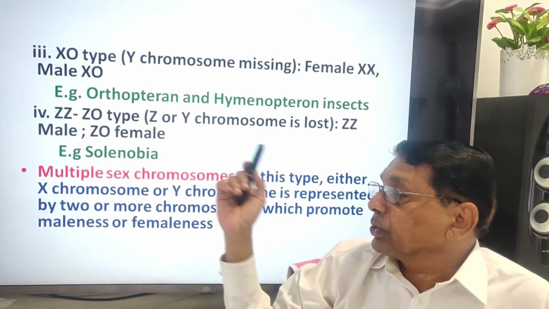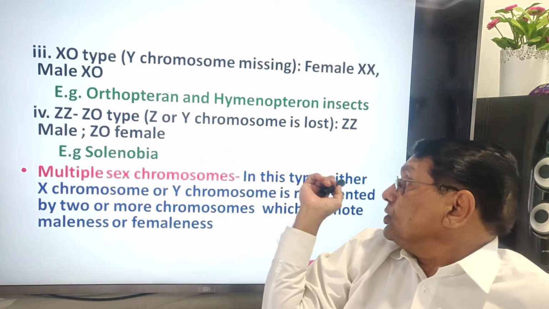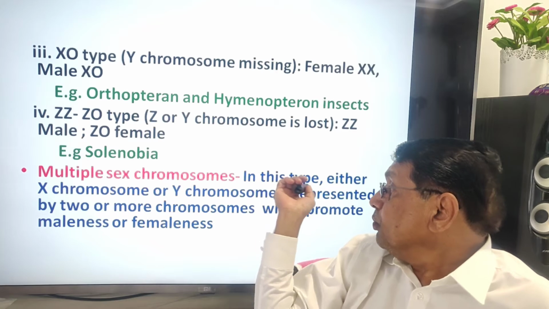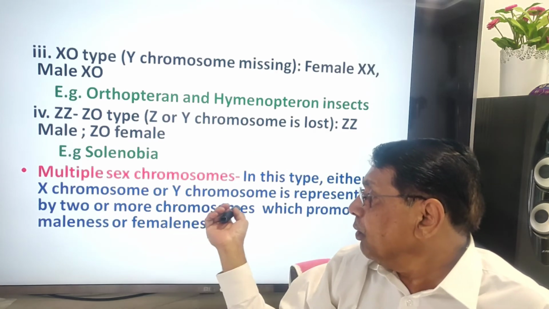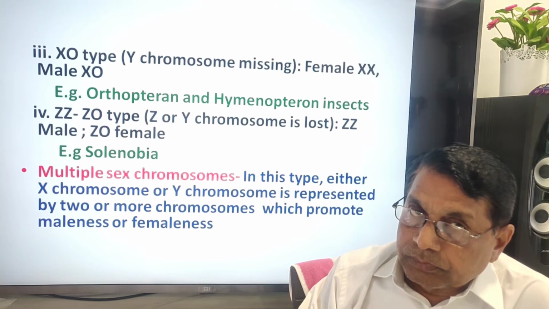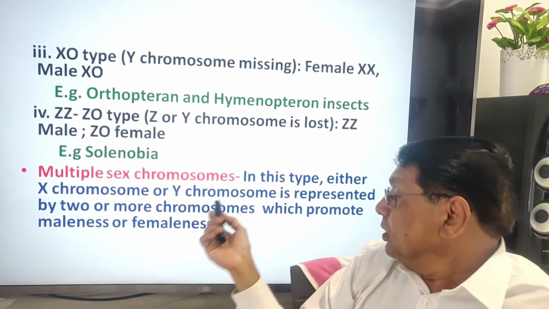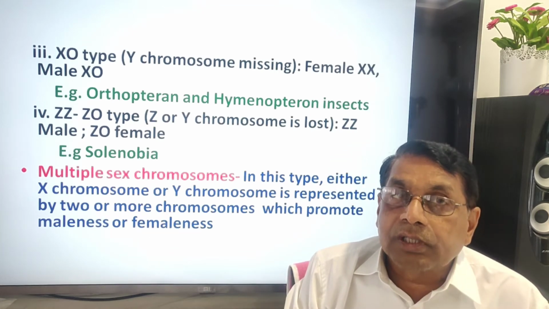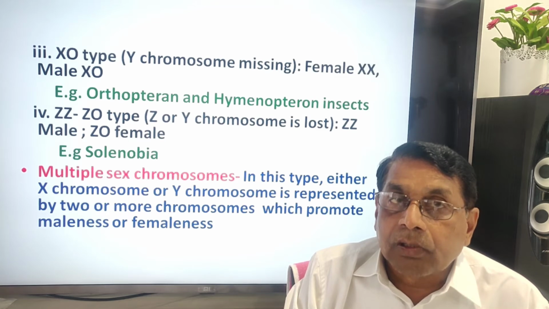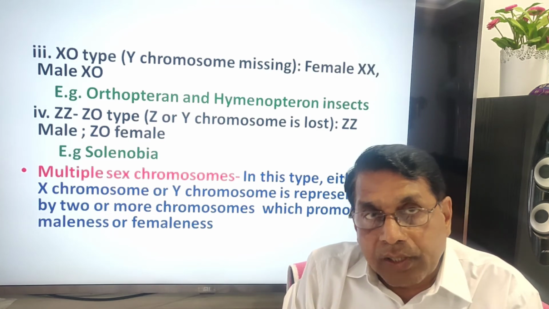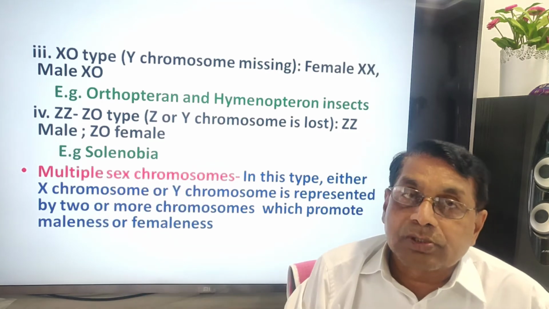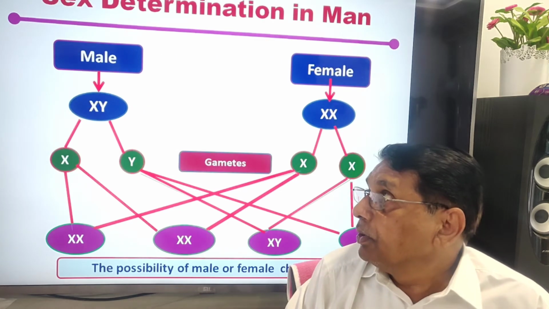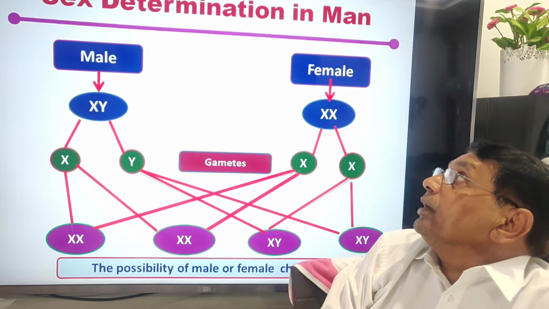Then multiple sex chromosomes. In this type, either the X chromosome or the Y chromosome will be represented by 2 or more chromosomes, which promote maleness or femaleness. For example, instead of XX, XXX; instead of XY, XYY. This is multiple sex chromosomes. Sex is determined by an extra chromosome. So this is how sex is determined in human beings.